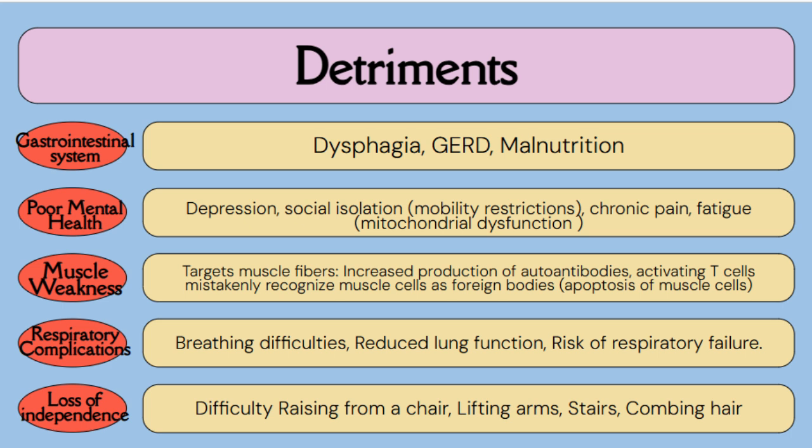People with PM can also experience a loss of independence, with specific motor problems such as standing up from a chair, lifting their arms, walking up the stairs, and combing their hair. PM causes cardiovascular issues. Inflammation can affect the heart muscle and increase the risk of arrhythmias and heart failure. Peripheral vascular issues like Raynaud's phenomenon can also develop. Finally, PM causes chronic pain and fatigue due to the prolonged muscle inflammation, oxidative stress, and immune system overactivity, leading to reduced quality of life and disability.